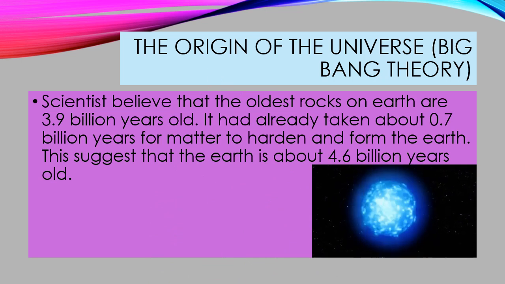In the Big Bang Theory, scientists explain that the oldest rock on Earth is 3.9 billion years old. It had already taken about 0.7 million years for matter to harden and form the Earth. This suggests that the Earth is about 4.6 billion years old. Now, religious people would have a conflict with this because they do not believe the earth is this old. Based on the biblical account, the world is much more recent than 4.6 billion years old.